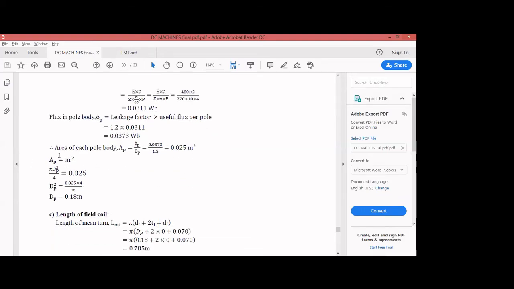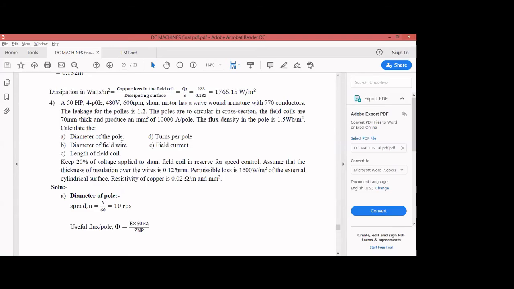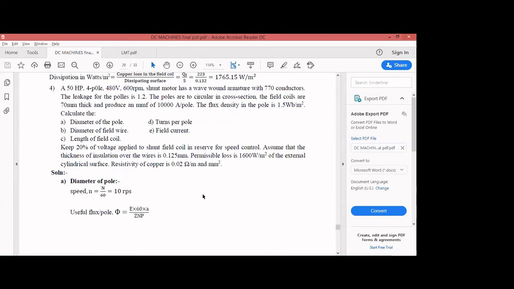Once I know the area, because it is a circular pole, it is pi by 4 dp square, where dp is the diameter of the pole, equal to 0.025. So dp square is equal to 0.025 into 4 divided by pi. dp, the diameter of the pole, is 0.18 meter. That's the answer for the first part of your question, the diameter of the pole.